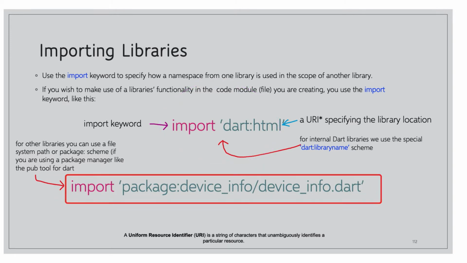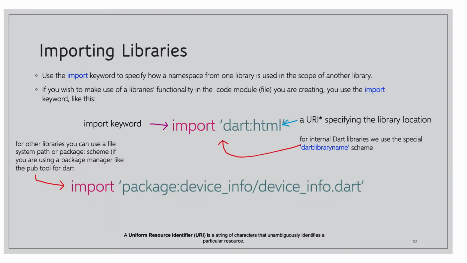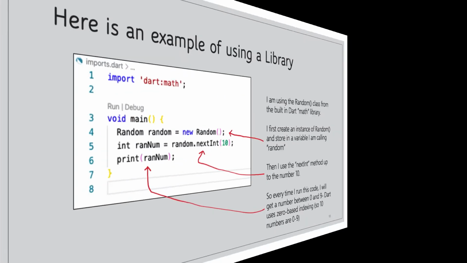Down here, for other libraries, you can use a file system path or package scheme if you're using a package manager like the pub tool from Dart. So it would be import, and then in quotes, package, /device_info.dart. So the path right to the file.